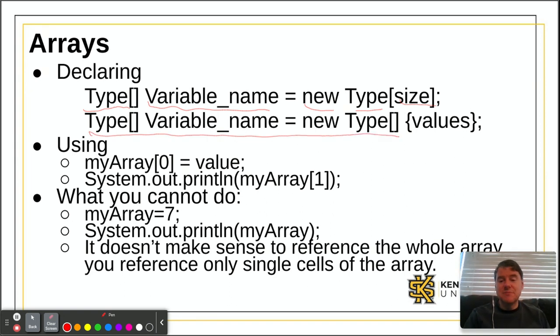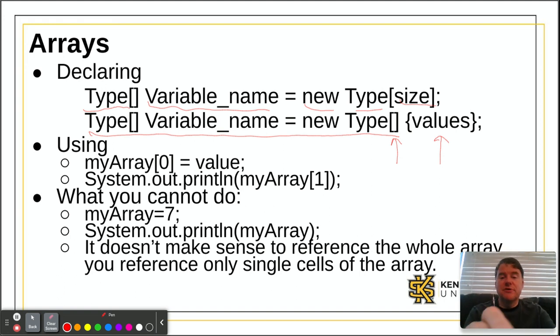It's identical to the beginning. However, you don't specify a size in here, and instead you put a bunch of values into a set of curly braces after the fact. All right, so I'm going to show you an example of this, but it allows you to put values into the array at the time that you make it.